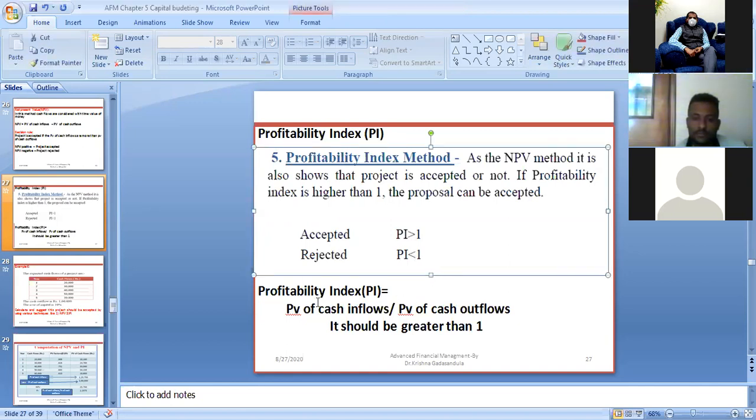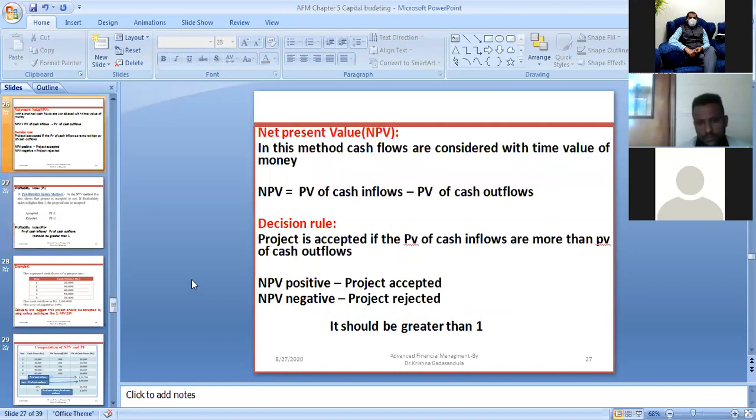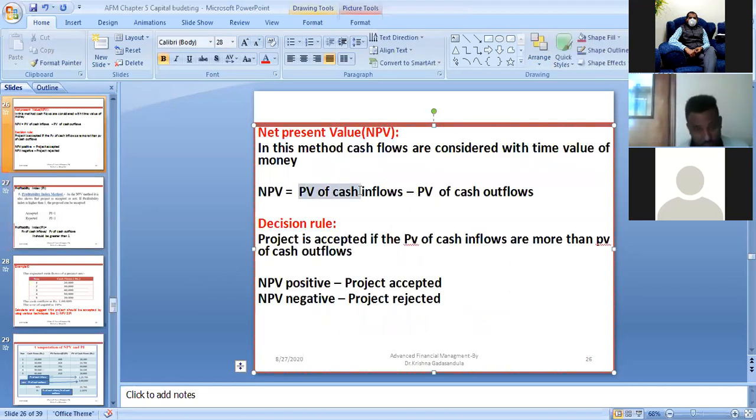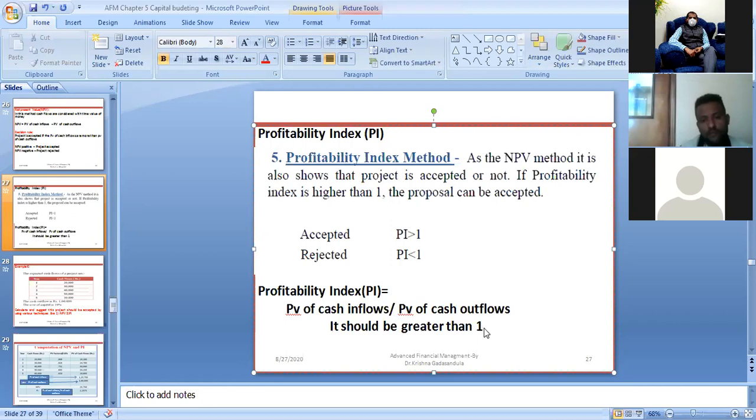How do we calculate this profitability index? It can be calculated as the present value of cash inflows divided by the present value of cash outflows. Here, what is the NPV formula? Present value of cash inflows minus present value of cash outflows. For the profitability index, it is the same formula, but we take the ratio instead. So it should be greater than 1. Then only is the project accepted.